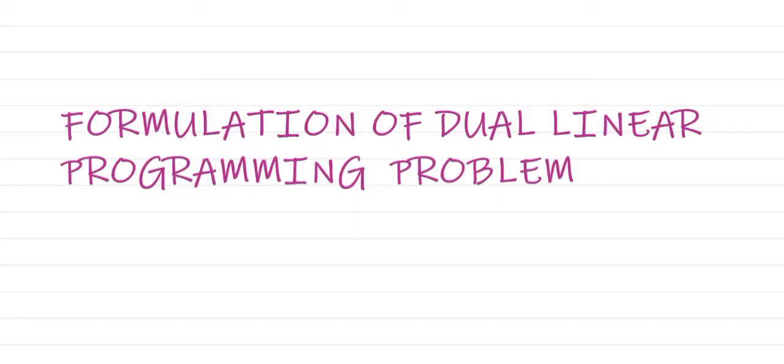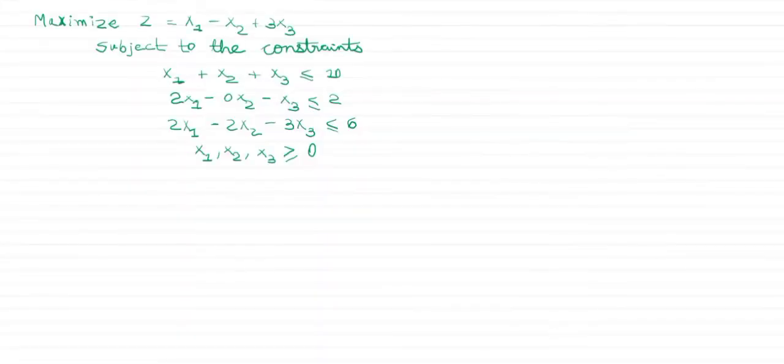Today we will see how we can write the dual to the given linear programming problem. So here the question is, write the dual to the given linear programming problem. Maximize z is equal to x1 minus x2 plus 3x3 subject to the constraints x1 plus x2 plus x3 less than or equal to 10, 2x1 minus 0x2 minus x3 less than or equal to 2, 2x1 minus 2x2 minus 3x3 less than or equal to 6, and x1, x2, x3 greater than or equal to 0.